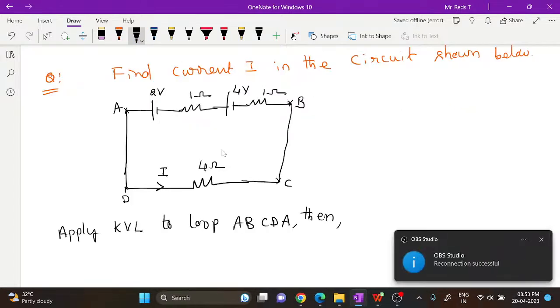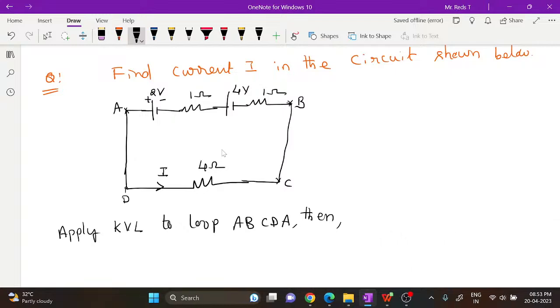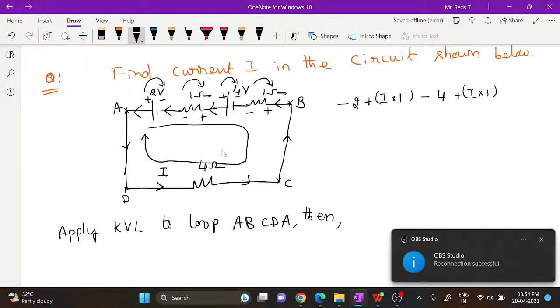For a cell of 2 volts, this is plus and minus. For the first 1 ohm resistor, as current is moving from D to C, then back to this, that means this should move from C to B. Then between B and C nothing is there, and between C and D, as current is moving from left to right, this will be plus and minus.